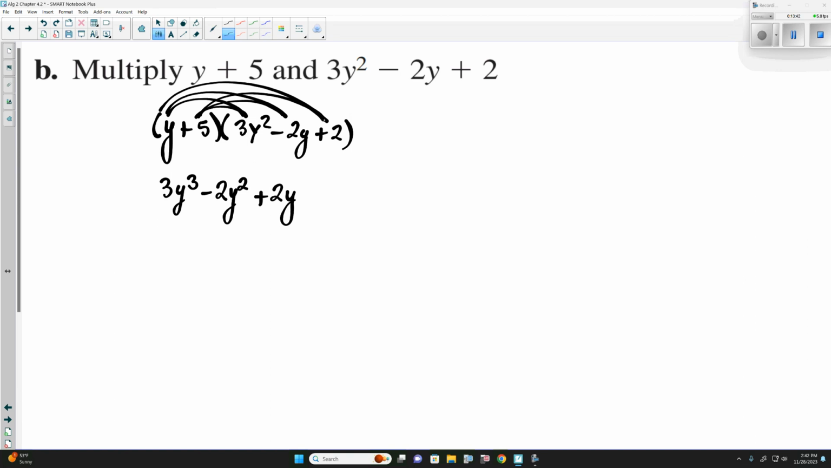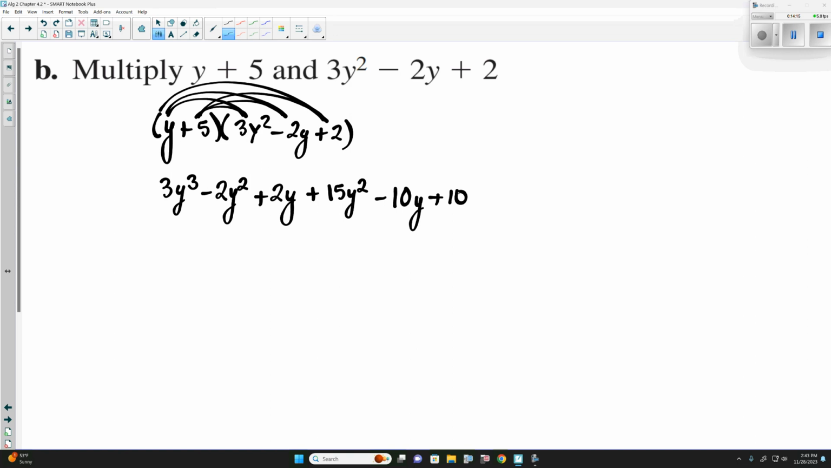And the next thing we can do is distribute the 5. 5 times 3y is plus 15, well, y squared, because it should be 5 times 3y squared, but just 3y. So it gives us 15y squared. 5 times negative 2y is negative 10y. And lastly, 5 times 2 is plus 10. Questions on how we multiplied this through?